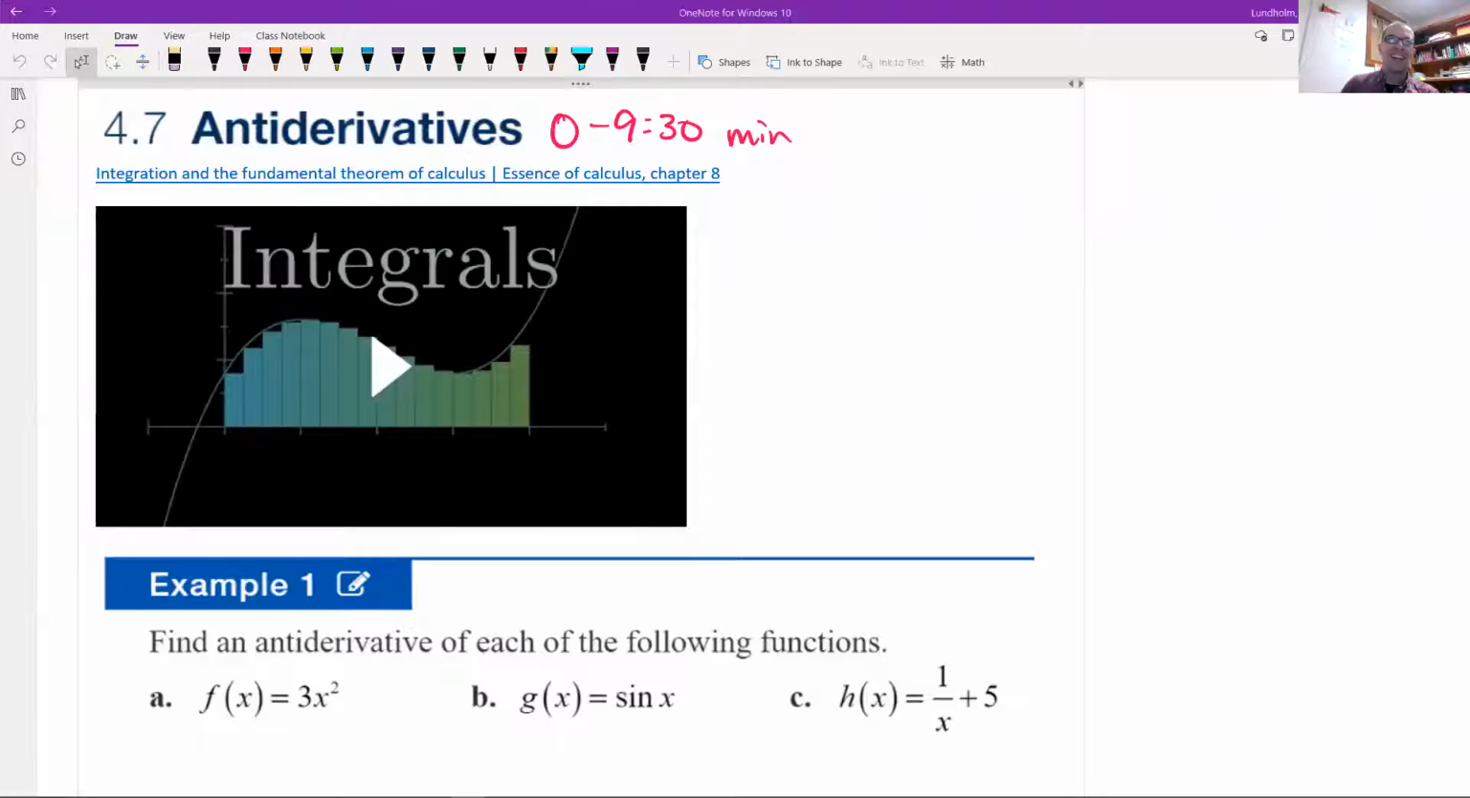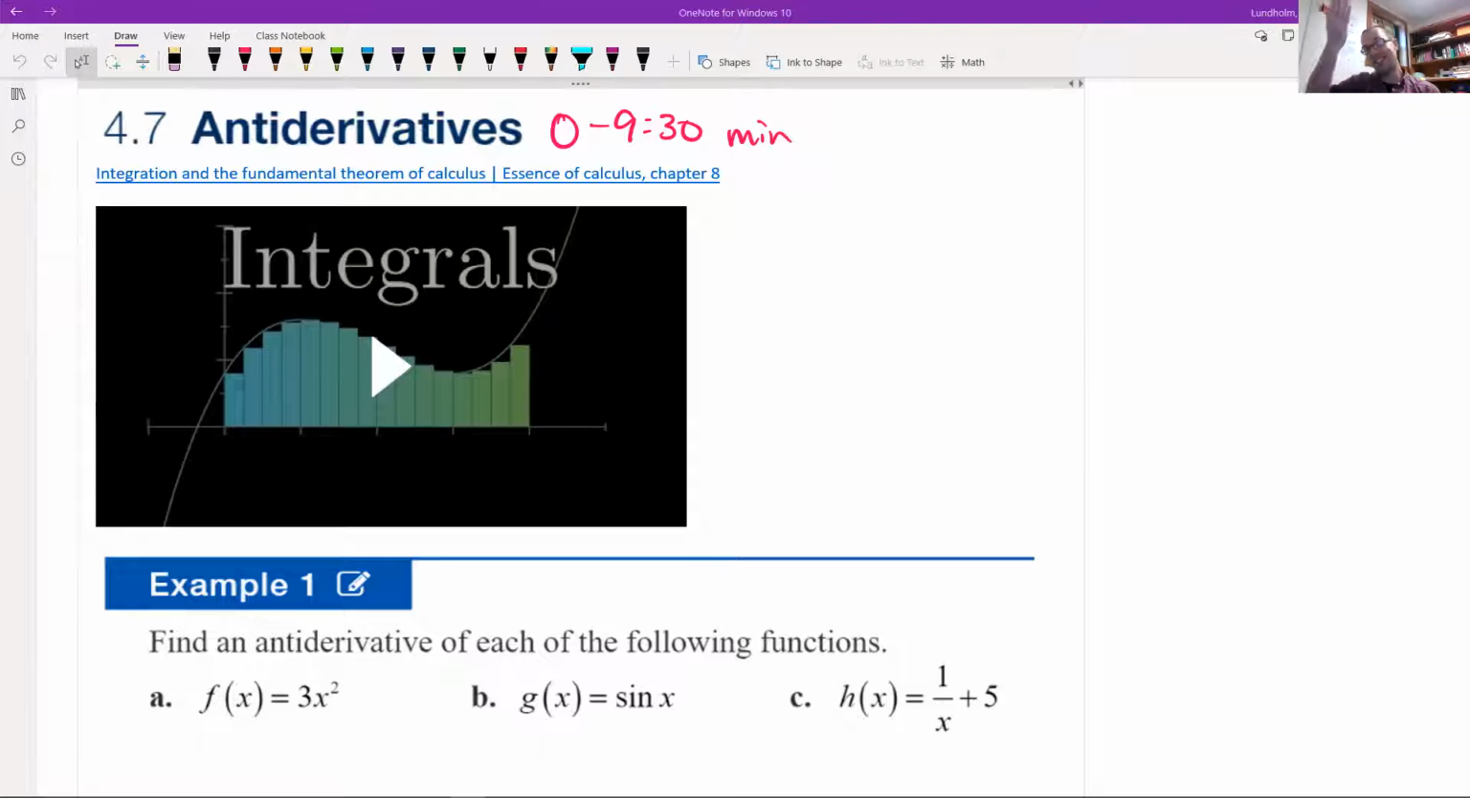Hi, everybody. We did it. We passed test number 2, and we're moving into the final major section of Calculus 1. That means we're going to be doing the opposite of differentiation.